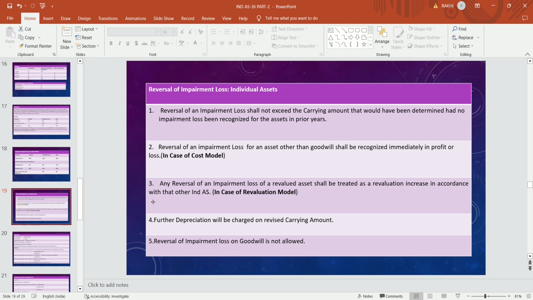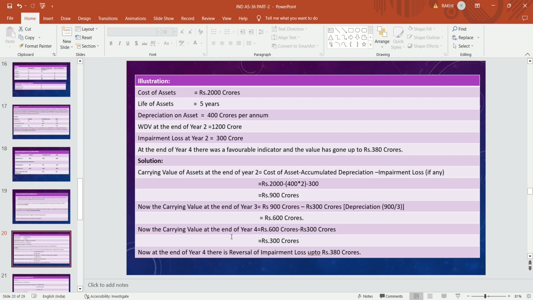In case of cost model, it will be charged immediately to the P&L, and in case of revaluation, it will be adjusted with the revaluation surplus. And depreciation is to be charged on the revised carrying value. Cost of asset is 2000 crores. Life of asset is 5 years. Depreciation on asset is 400 crores per annum.